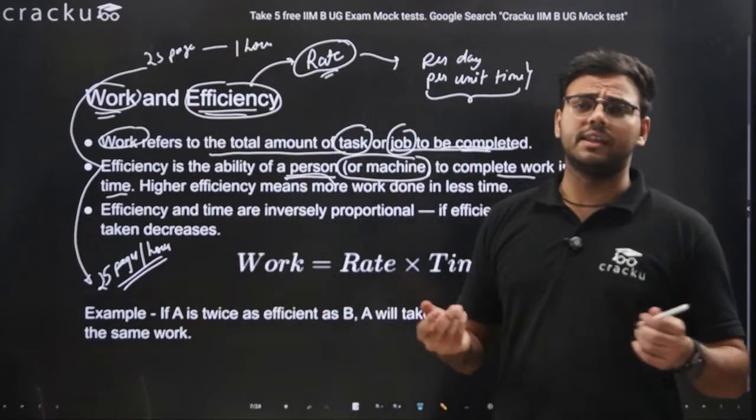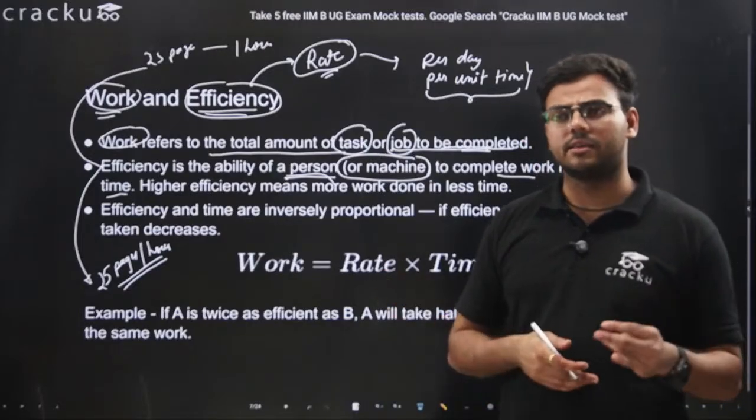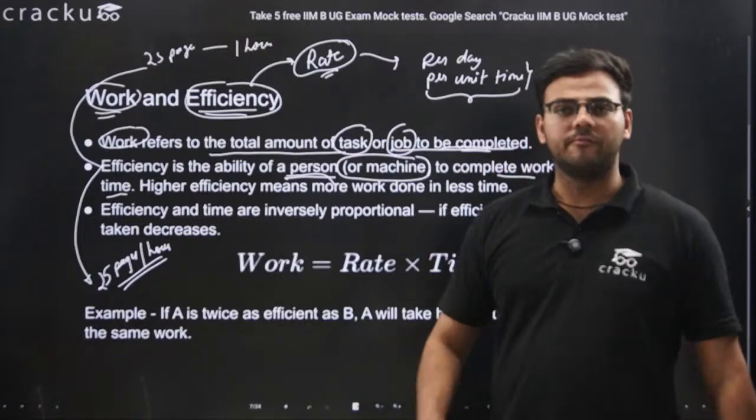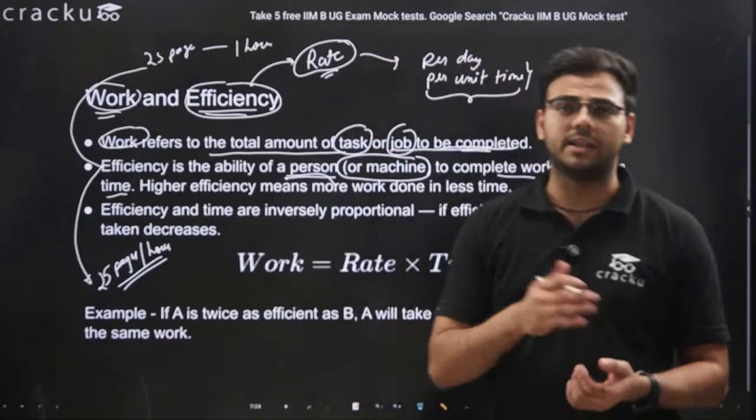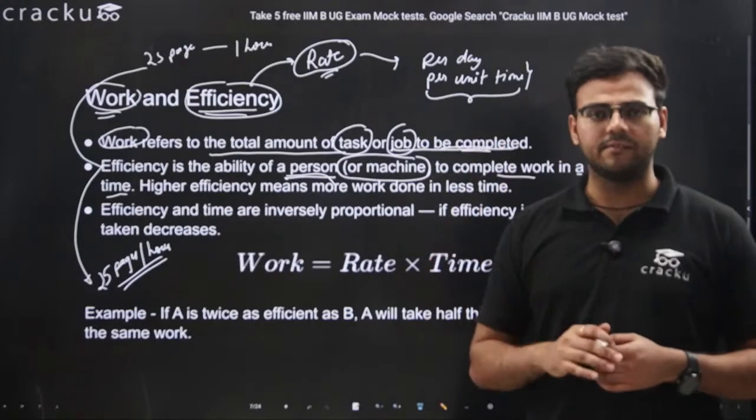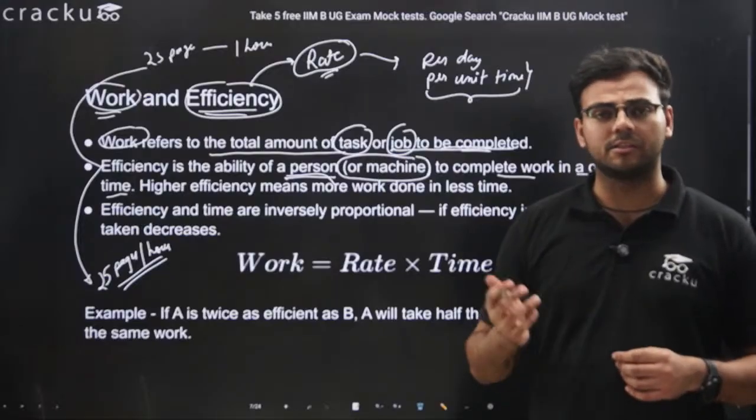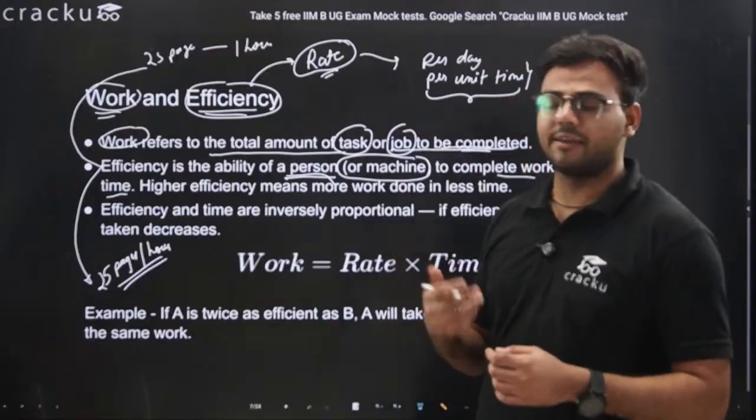Similarly, let's say you are reading a book of 300 pages, and you complete it in 5 days. So on a daily basis, on average, you are reading 60 pages per day. 300 divided by 5 is 60 pages per day. So this 60 pages per day is basically your reading efficiency.